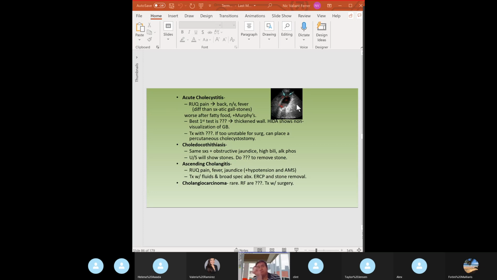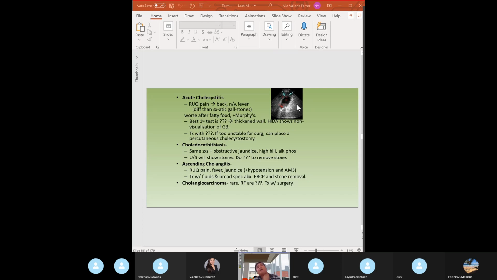So the stone is there, in the common bile duct or in the ampulla of Vater, right? Is that a problem? Yes. Why? You can have bacterial infection, right? There's a blockage there, you're going to build up pressure, and then you can have infection. You have ascending cholangitis: pain, fever, jaundice.